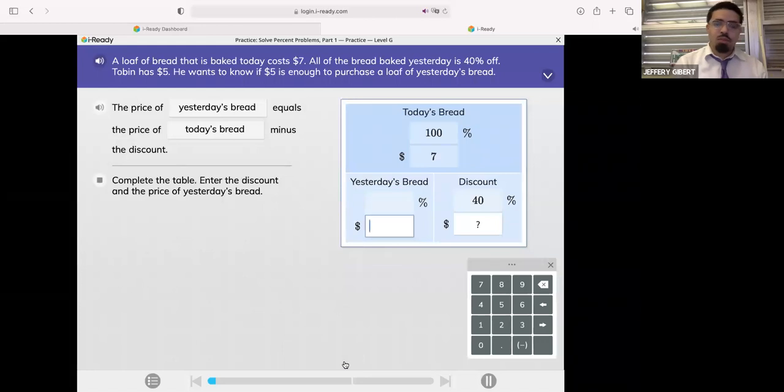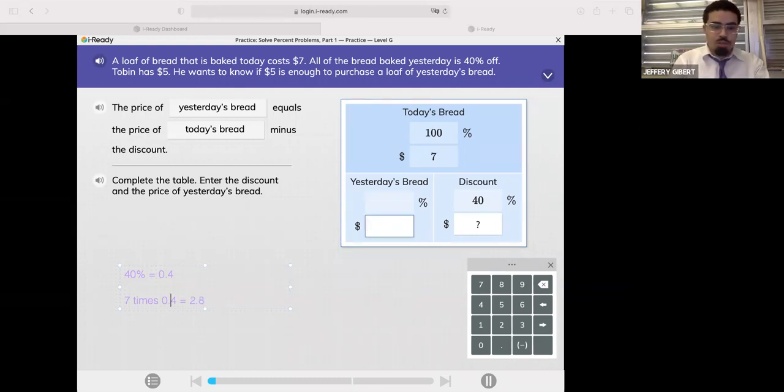Complete the table. Enter the discount and the price of yesterday's bread. All right, so first we want to get the discount. So the discount is 40%. You have to convert that to a decimal, which is 0.4. And then you multiply that percent by the actual cost for today, which is 7. So we're going to do 7 times 0.4. And 7 times 0.4 is 2.8.